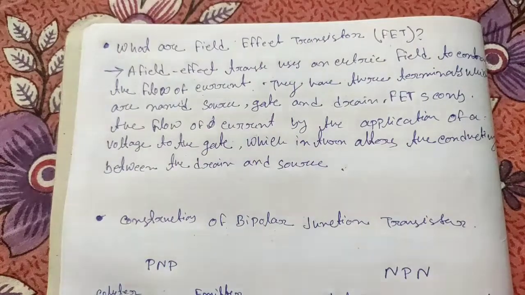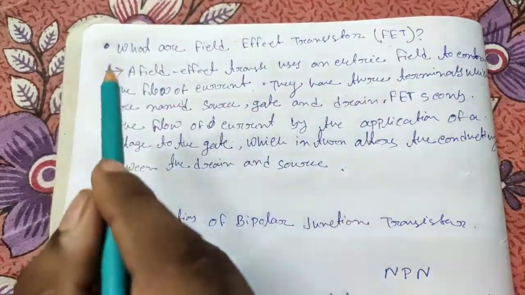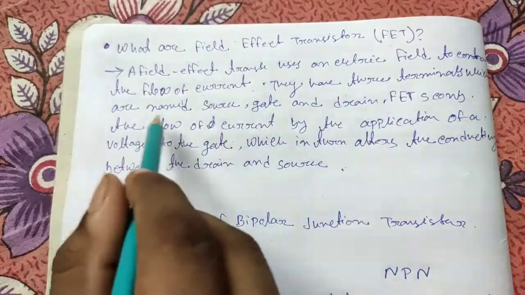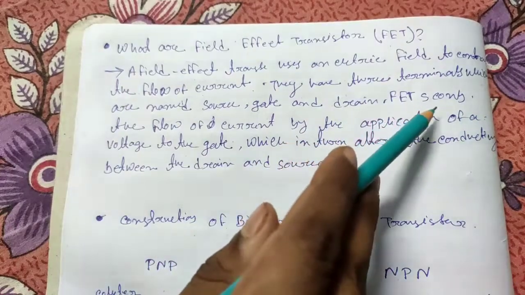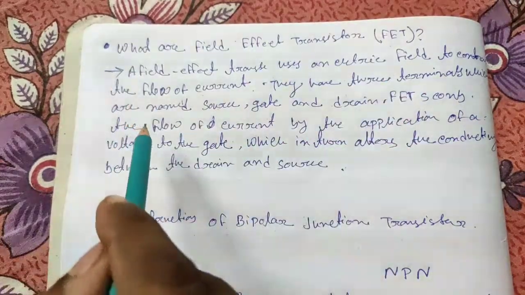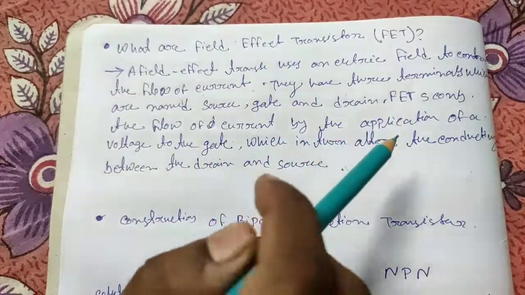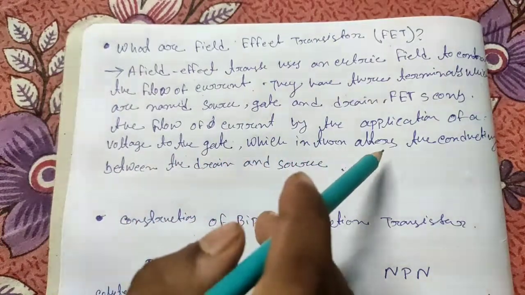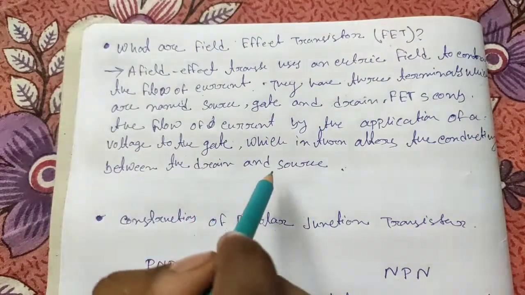What are field effect transistors? A field effect transistor uses an electric field to control the flow of current. They have three terminals which are named source, gate and drain. FET controls the flow of current by the application of a voltage to the gate, which alters the conductivity between the drain and source.